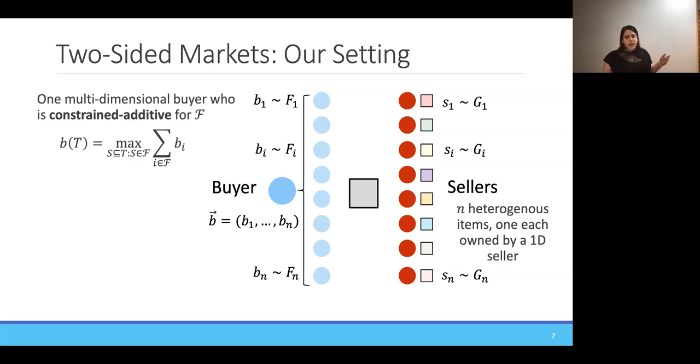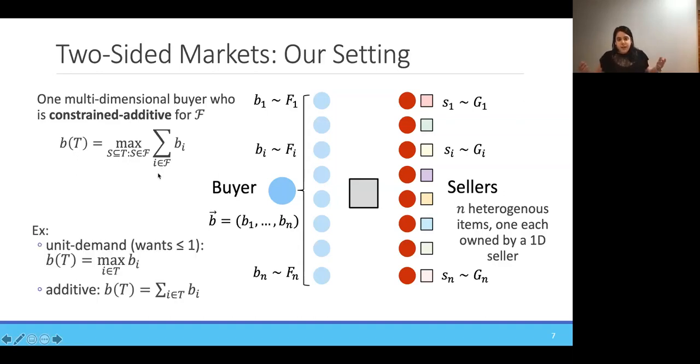So what does constrained additive mean? It just means that their value for any set is the maximum, subject to that feasibility constraint, when you add up everything. As an example, this contains both unit demand and additive. Unit demand would just be the feasibility constraint of any set of size 1, so the maximum over anything in their set. Additive would be no feasibility constraint, so they just add up everything in their set. So constrained additive contains unit demand, contains additive, and works for any feasibility constraint F. Any questions? This is the setting we're going to talk about for the rest of the talk.